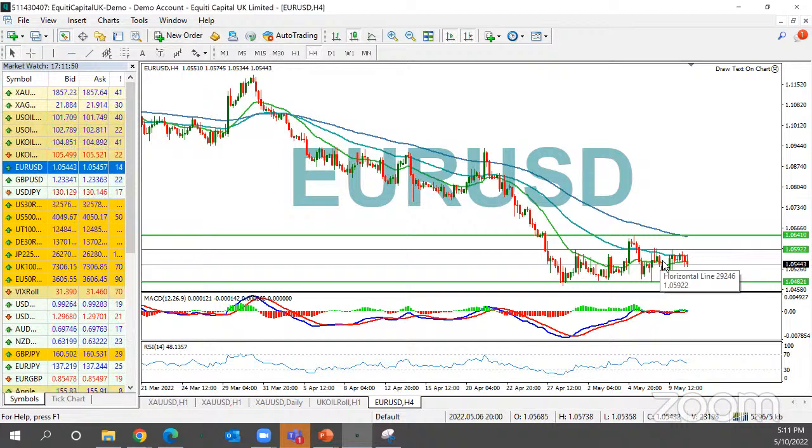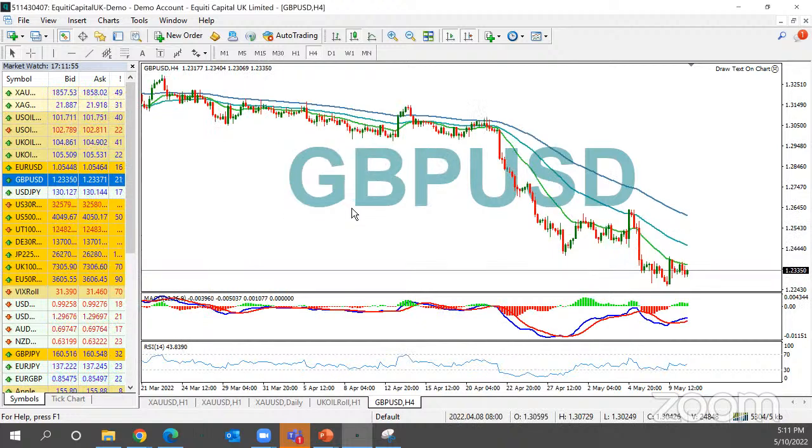So this is for the euro dollar. Talking about the sterling in general, the sterling is holding steady on today's session, right? It's holding steady on Tuesday.